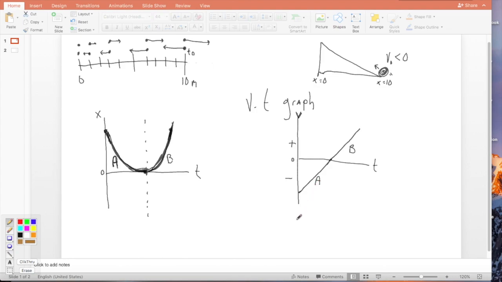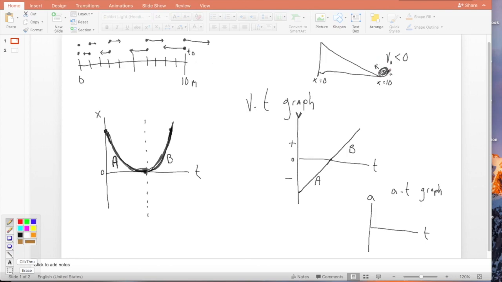But there's another type of graph we could make. We could take this and we could turn it into, I'm going to do a small one here, I'm just sketching, an acceleration time graph. The acceleration of the object over time. Now, this is a little bit complicated. We'll get into gravity later.